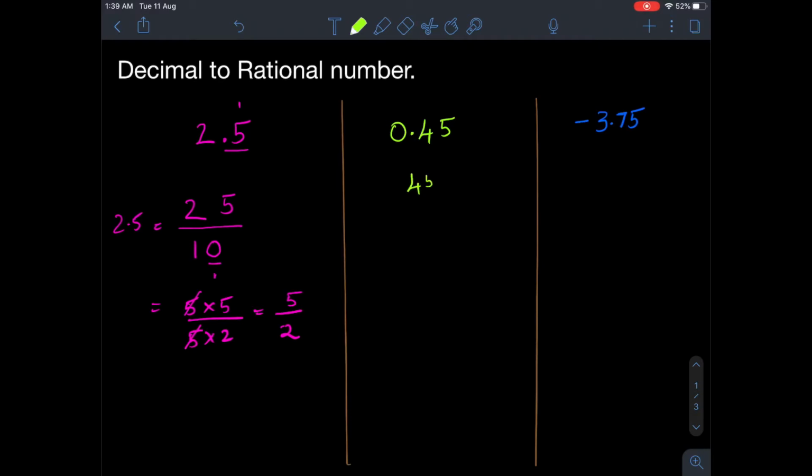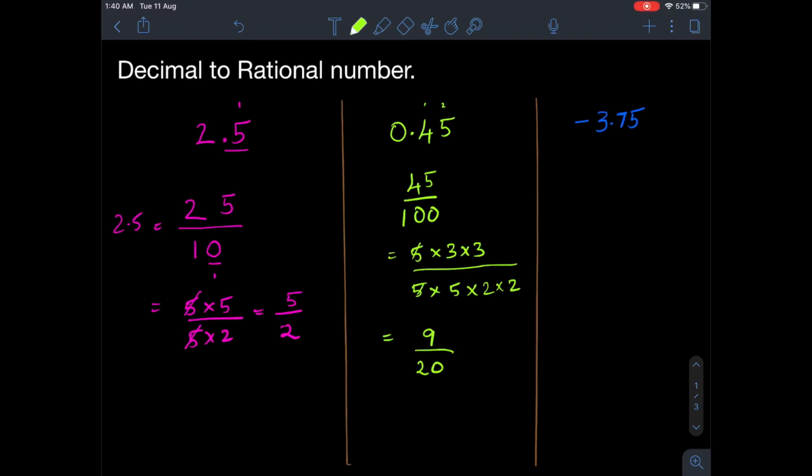So here also I'll write 45 and then divide by 1 followed by as many zeros as there are digits after the decimal. There are 2 digits, 4 and 5, so I have 100. So 45 is 5 times 3 times 3, and 100 is 5 times 5 times 2 times 2. I'll cancel 5 and 5 and I'll have 9 by, the denominator is 5 times 2 is 10, 10 times 2 is 20. So my rational number of 0.45 has become 9 by 20.